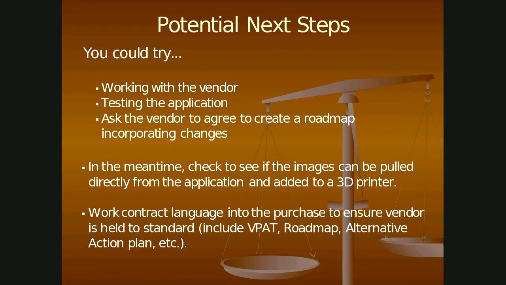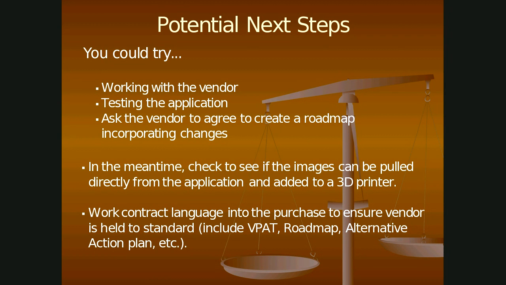It's going to be based upon the policy that you have in place, and what you can try and how those attempts are going to work and what the response is going to be from the vendor. So potential next steps would be working with the vendors, asking them if they can make the product accessible. Another one could actually be testing the application to see where the issues are going to be. And by doing that, you could maybe ask the vendor to create a roadmap to incorporate the changes that you found within the testing of the application.